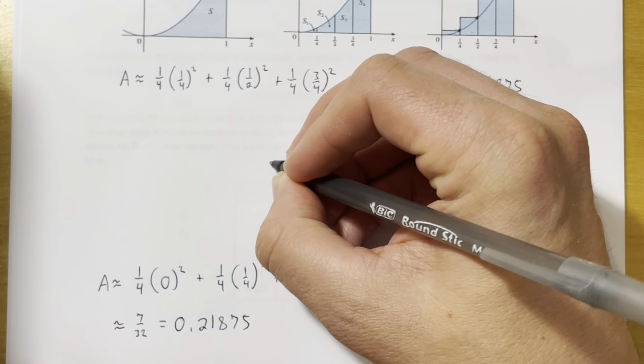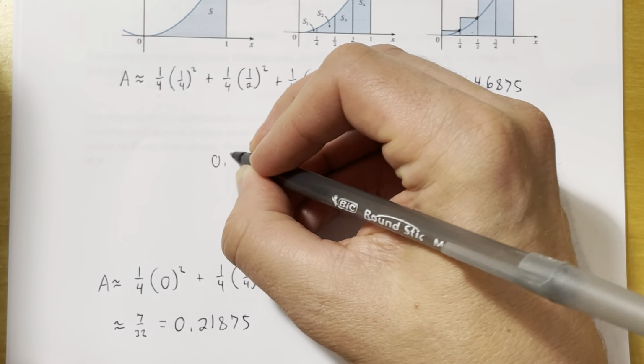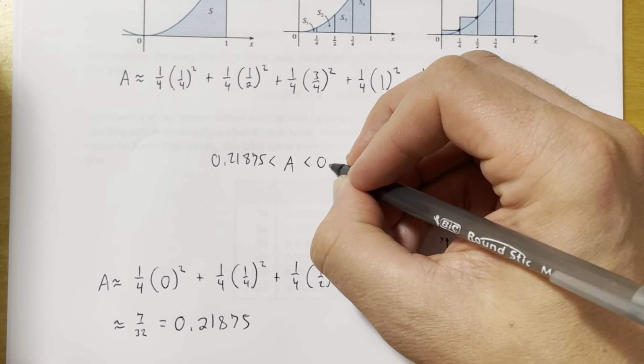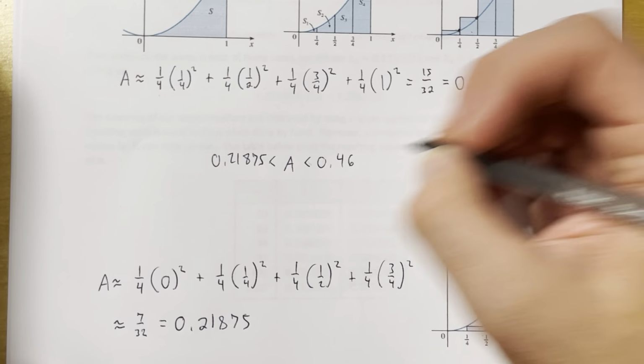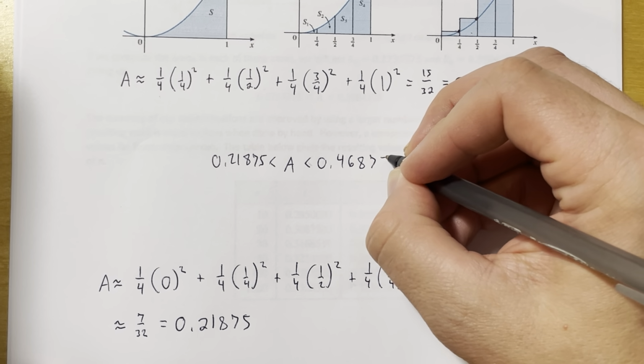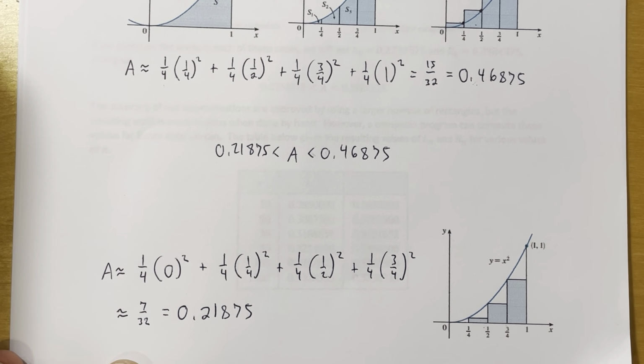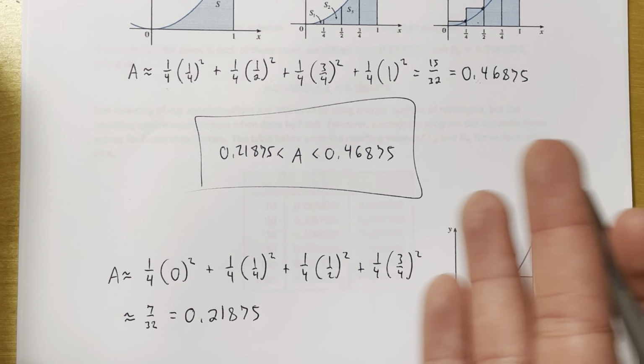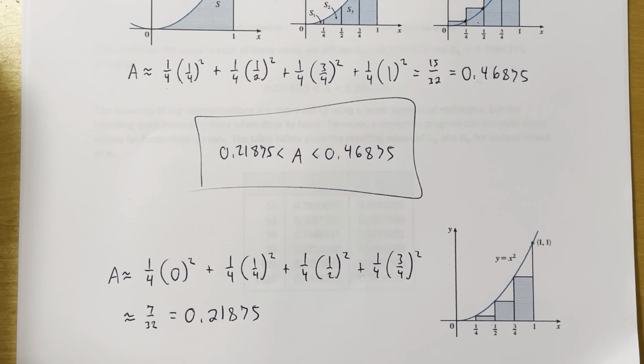So what that tells me is that the true area of this region S, which I'm calling A, is somewhere between 0.21875 and 0.46875. Okay? So I'm going to use that as my answer. My approximation is that the area is in between there somewhere. It's some value in there.